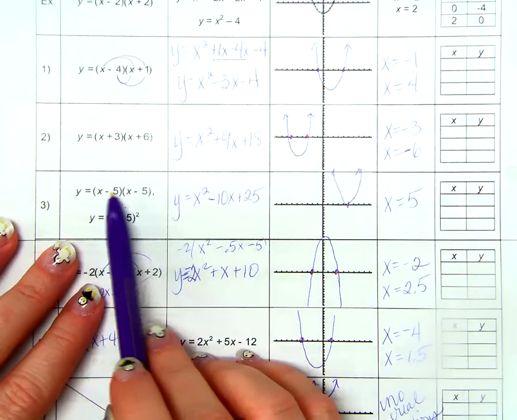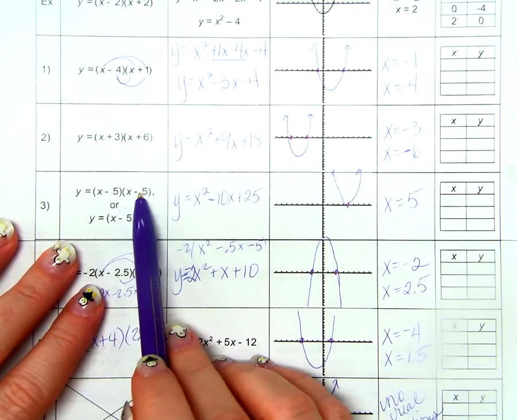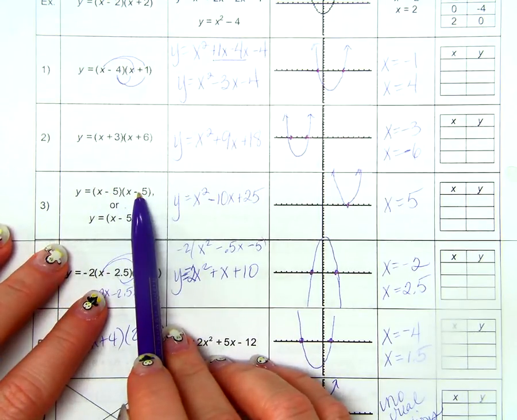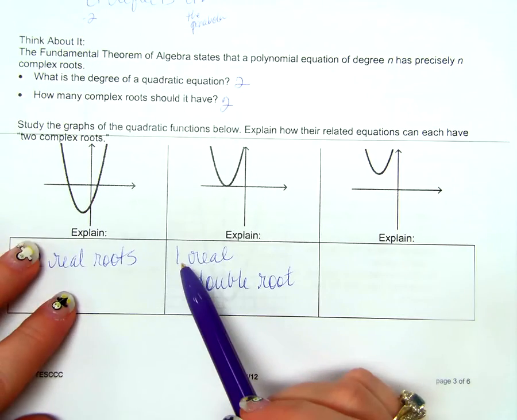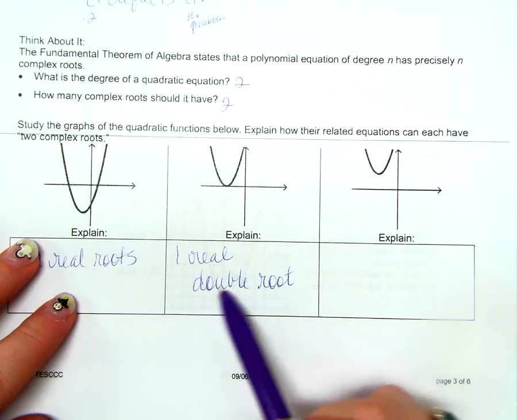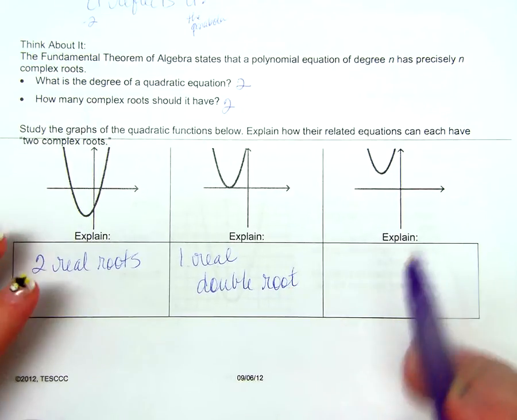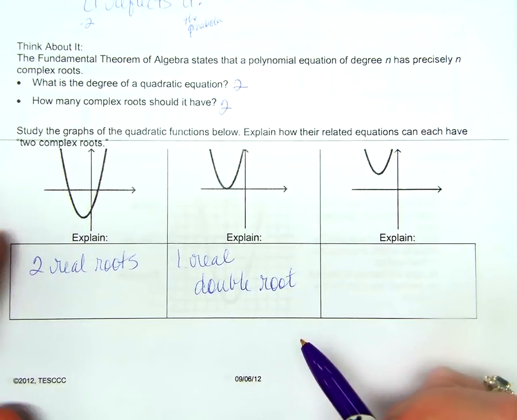Don't I have 2 roots? A 5 and a 5. Well, I can't graph a 5 and a 5 any differently. It's right on top of each other. So I do really have 2 roots, but we really say that it's 1 real double root. It just happens twice. Does that make sense?